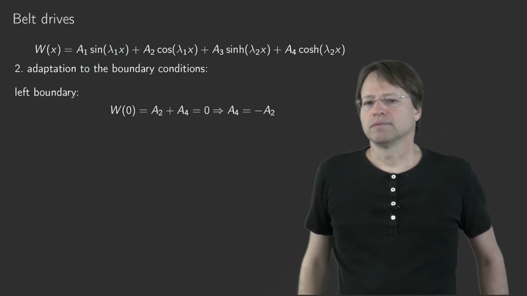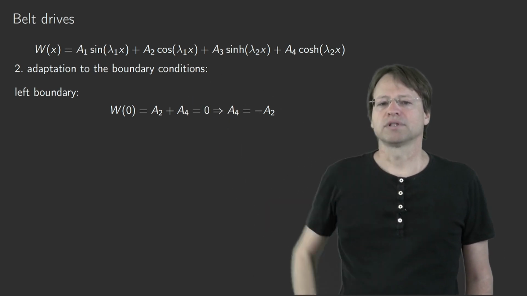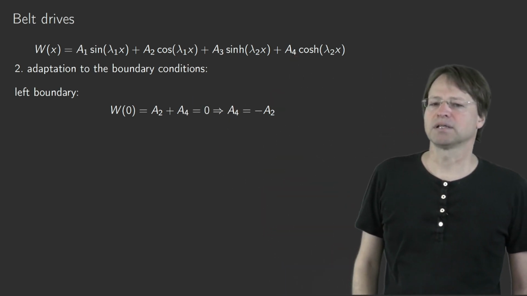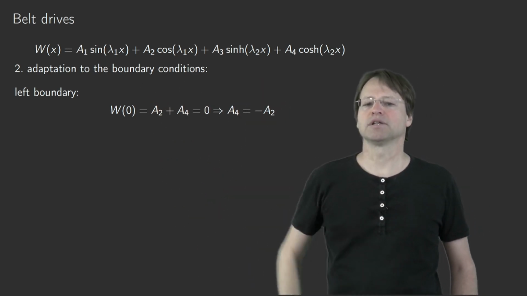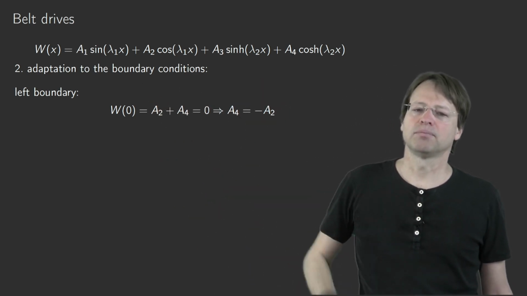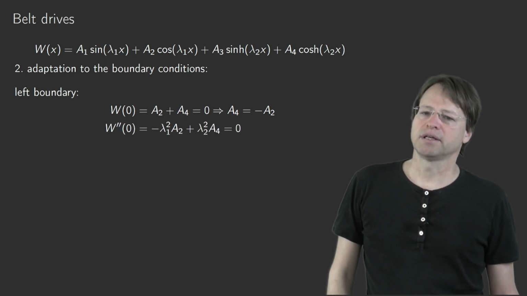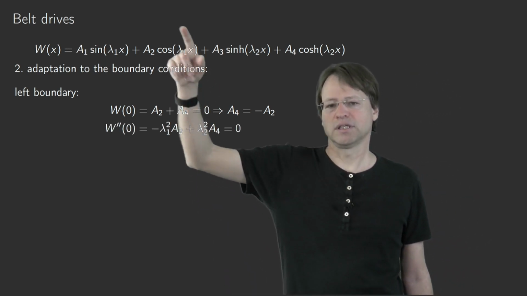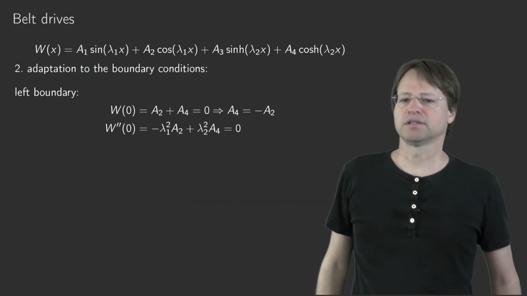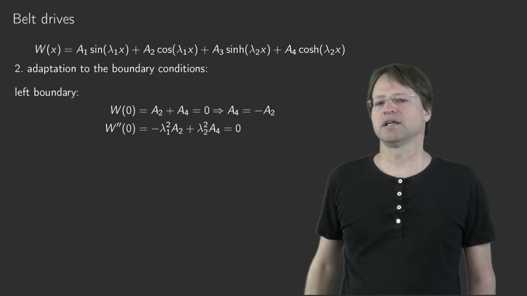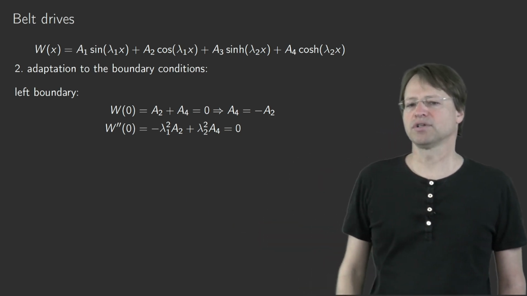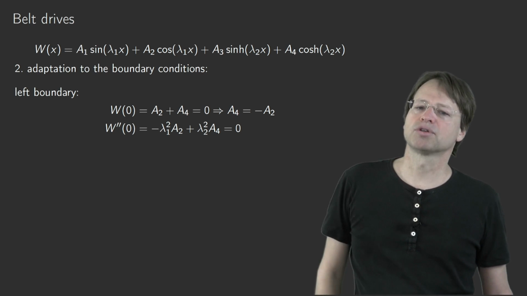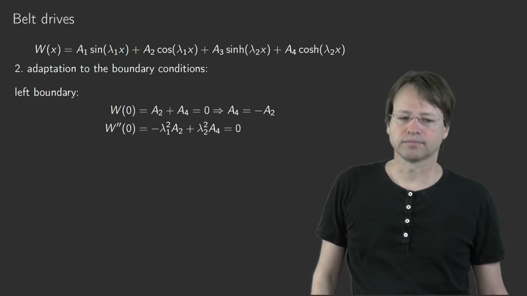So W at 0 is equal to A2, the cosine is 1, and the hyperbolic cosine is also 1, plus A4, and the other terms will vanish. So we get A4 must be equal to minus A2. We take the second order derivative. Then the cosine reproduces itself after twice derivating, but with a negative sign. And of course, by taking the inner derivative into account, minus lambda 1 squared A2 plus lambda 2 squared A4.